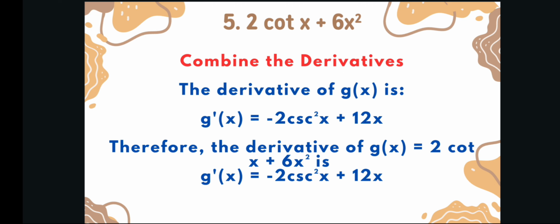So the derivative of g of x, g prime of x, is equal to negative 2 cosecant squared x plus 12x. Therefore, the derivative of g of x equals 2 cotangent x plus 6x squared is g prime of x equals negative 2 cosecant squared x plus 12x.